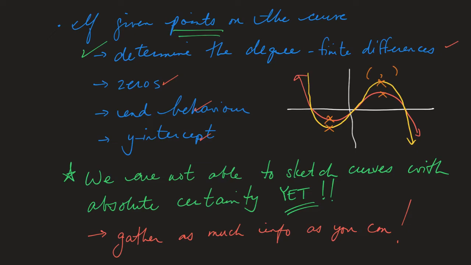So for our purposes, we're not overly concerned about how high a certain maximum is or how low a certain minimum is. As long as we have the proper zeros, the end behavior, and we've labeled a y-intercept, then we are good. Okay, let's get into some sketching.